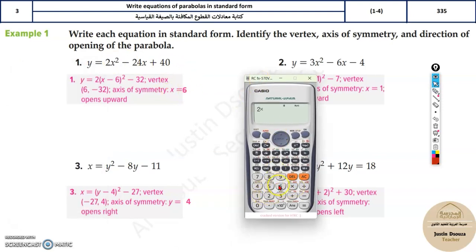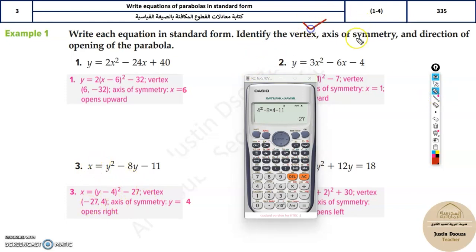See, instead of x, put the x value: x squared minus 24 multiplied by x plus 40. And the answer would be negative 32. So that is this answer. Let me do it over here as well. So all you need to do is this: 4 squared minus 8 times 4 minus 11. And that's the answer. It's minus 27. So for the x value, just put the y value in, and you'll get the answer.